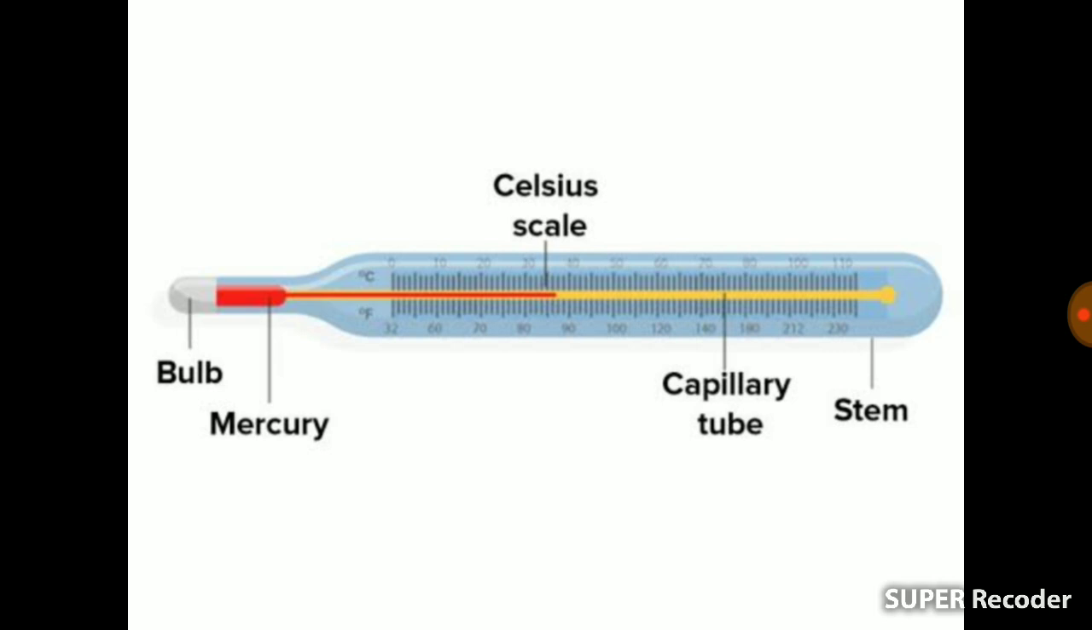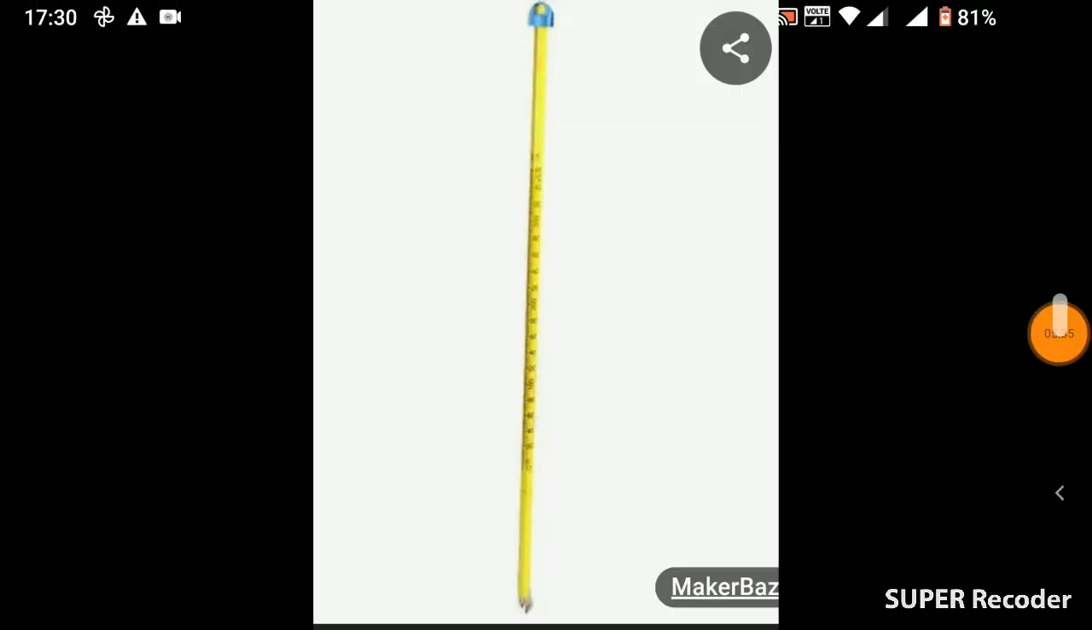Now we will study about laboratory thermometer. So this is a laboratory thermometer. Can we use clinical thermometer to measure the temperature of hot or boiling water? No, we cannot. A clinical thermometer cannot be used to measure substances with a temperature of more than 42 degrees Celsius or 43 degrees Celsius and less than 35 degrees Celsius.